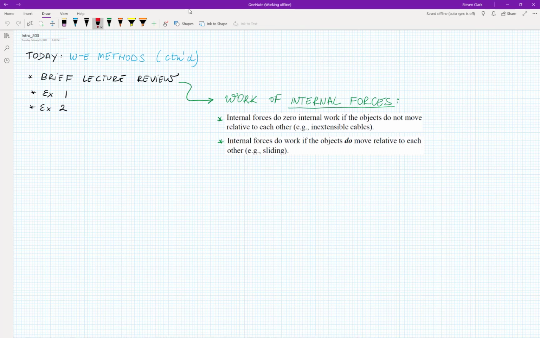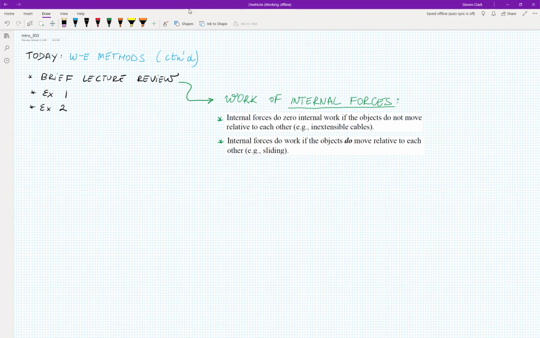Today we will continue work energy methods. And the plan for today is the following. We will do a brief lecture review and then we will just focus on two examples, example number 1 and example number 2. That's the plan for today. So without further ado, let's dive straight into our discussion.